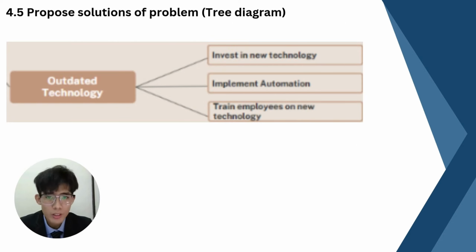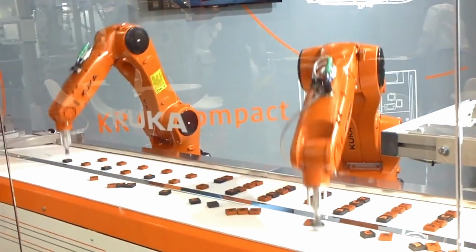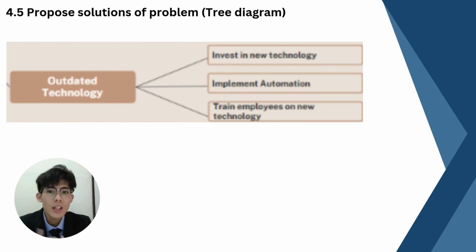For example, we can upgrade to state-of-the-art CNC machines for high precision. Secondly, we recommend implementing automation, introducing robotics and automated systems for repetitive tasks. For example, robotic arms for assembly and packaging to increase speed and accuracy. And lastly, to train employees on new technology by providing continuous training on new equipment and software. We could do this by applying hands-on workshops for new production planning software to enhance efficiency.